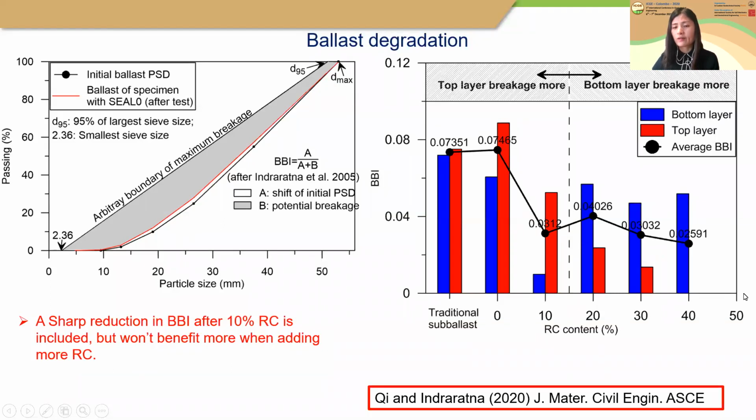This is because when we add 20% or more rubber in the seal layer, the skeleton of that layer is taken by the rubber materials. So it will behave like a rubber. When we apply the dynamic loading, it will bounce back, which causes more vibration. And this vibration will cause more ballast breakage for the layer next to it, which is the bottom layer.